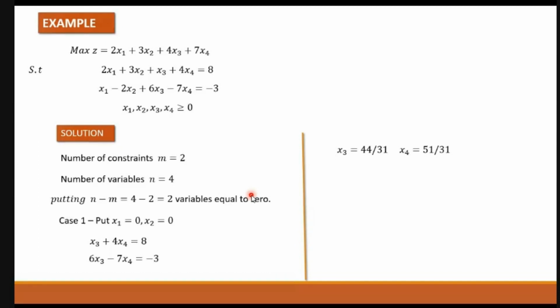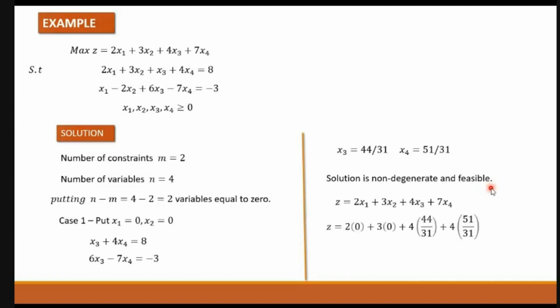Okay. What type of solution do we get in case 1? Is it degenerate? It is non-degenerate and feasible. None of the values are equal to 0 and both the values are positive. So we get non-degenerate and feasible. Okay. Once it is feasible, calculate Z. Calculate the value of Z. In Z, what we have to do is put 0 for the variables which we set to 0, and for the remaining variables we substitute the values. So what is the value of Z?